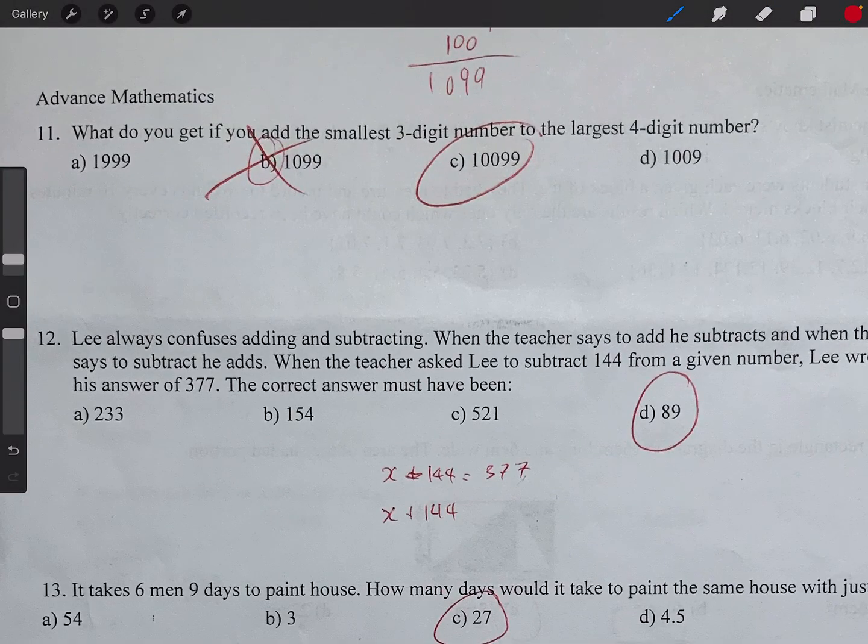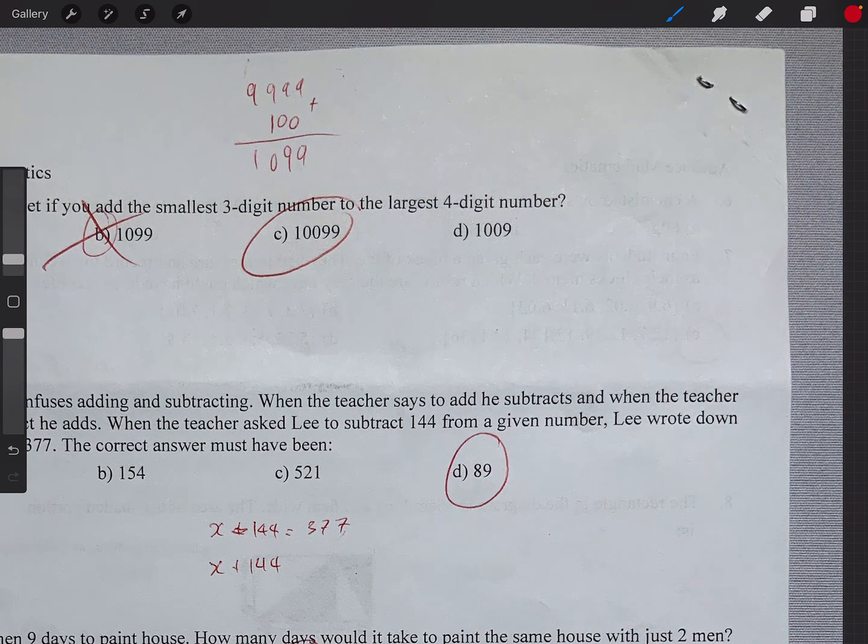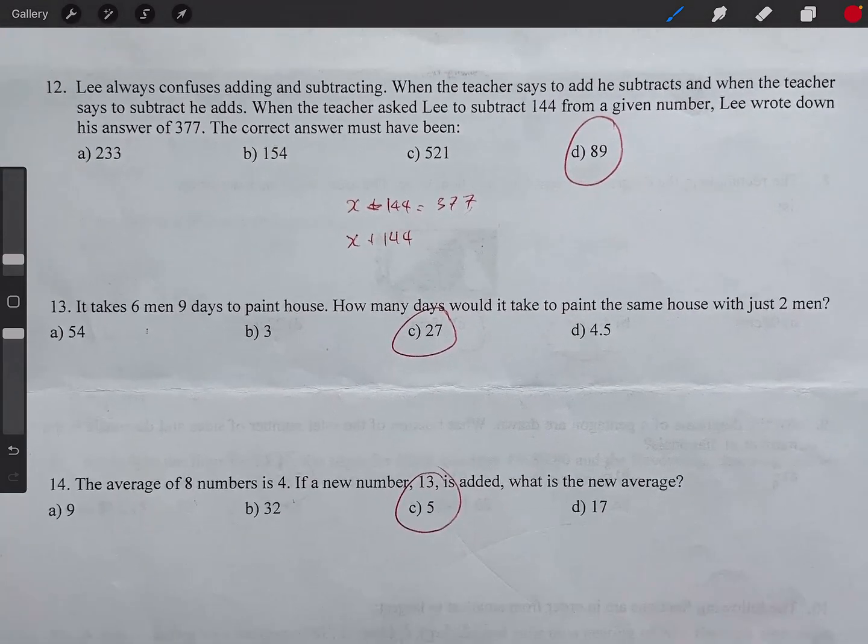Now, what would you get if you add the smallest 3-digit number to the largest 4-digit number? So here's the largest 4-digit number, and here's the smallest 3-digit number. You add them together, you get that. I think I had it wrong. Hold on. So that'll be 0, that'll be 1. Yes, so it should be 10099. There's your answer.